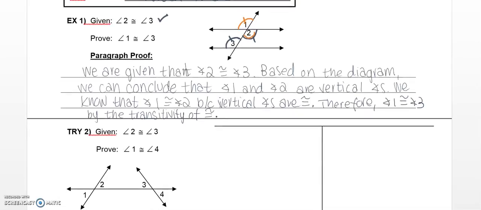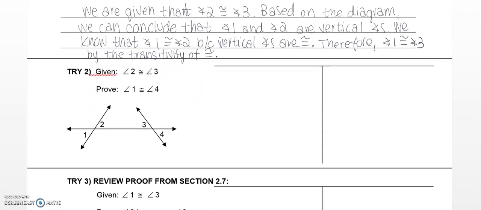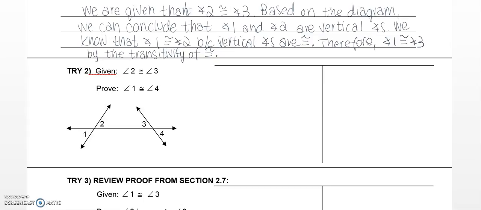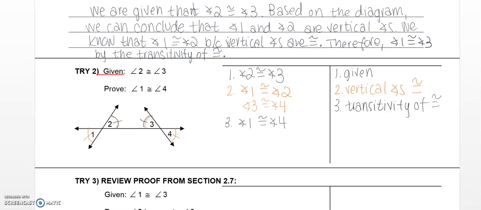We're going to try a 2-column proof with similar information. I do want you to try this on your own. So go ahead, pause the video, write out your given, mark up that diagram, and then after you're done with it, unpause the video and check your answers. All right, go ahead. All right, and this is what your proof should look like, these 3 steps: marking those vertical angles, and then creating that transitivity statement.